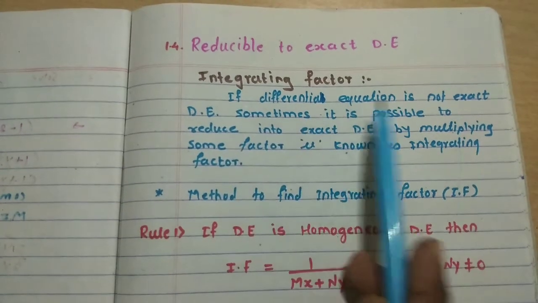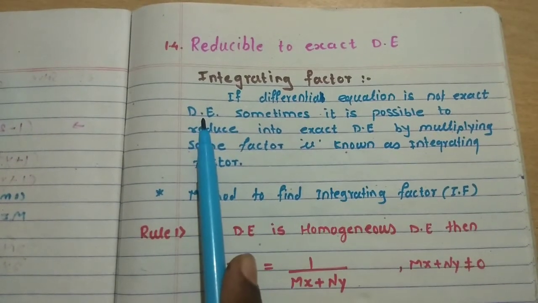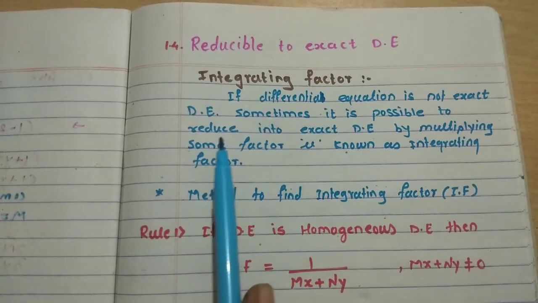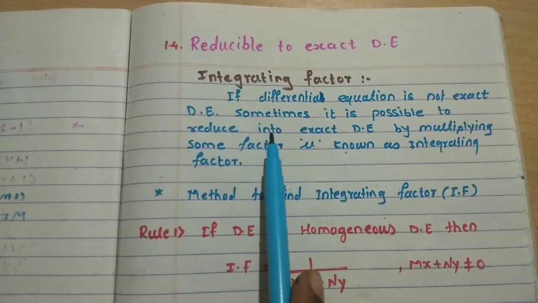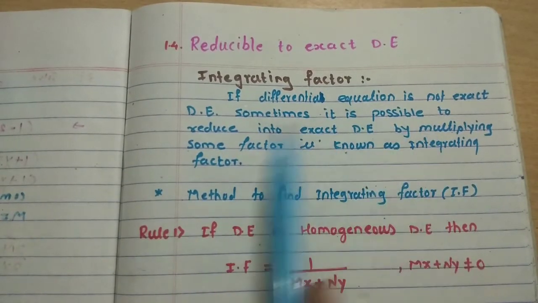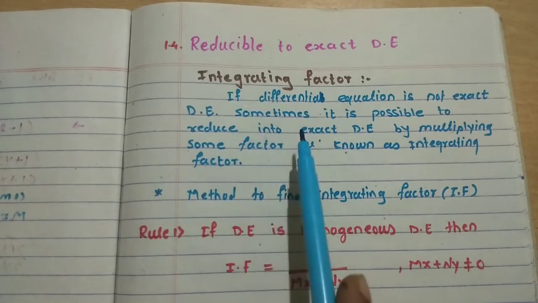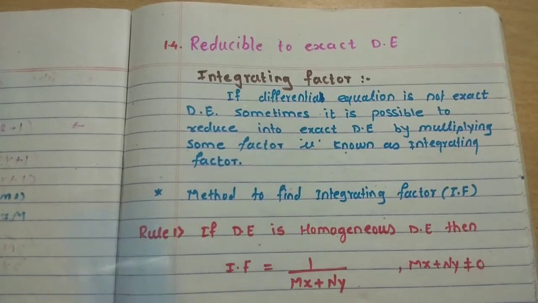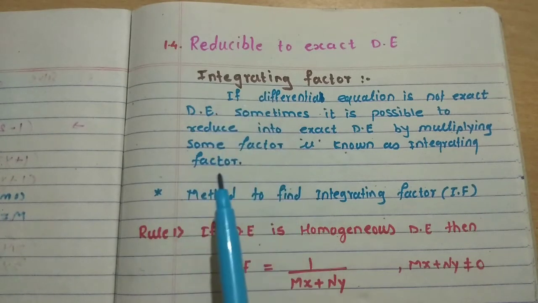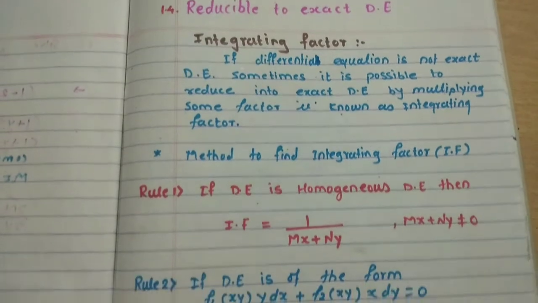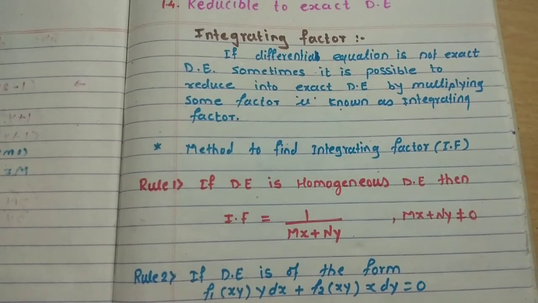If a differential equation is not exact, sometimes it is possible to reduce it into an exact differential equation by multiplying by some factor. Let's call that factor mu. It is known as the integrating factor. Now how do we find the integrating factor from a non-exact differential equation? There are four rules to find the integrating factor. So let's start with the first rule.